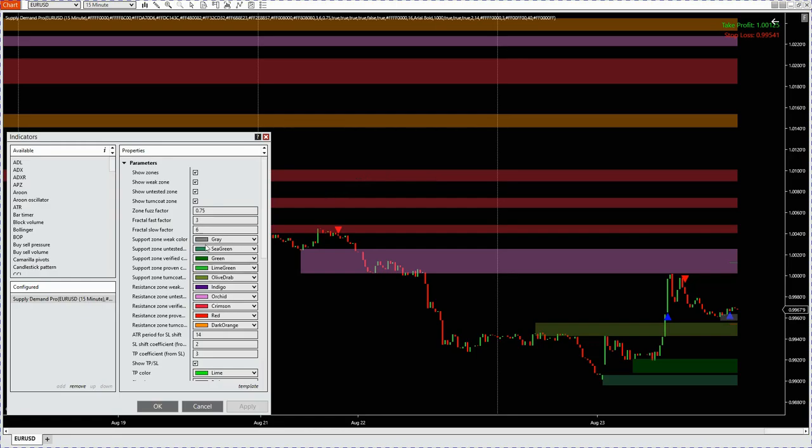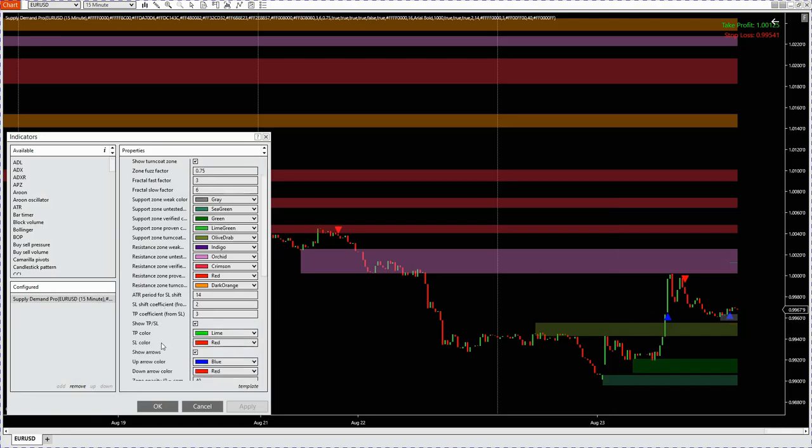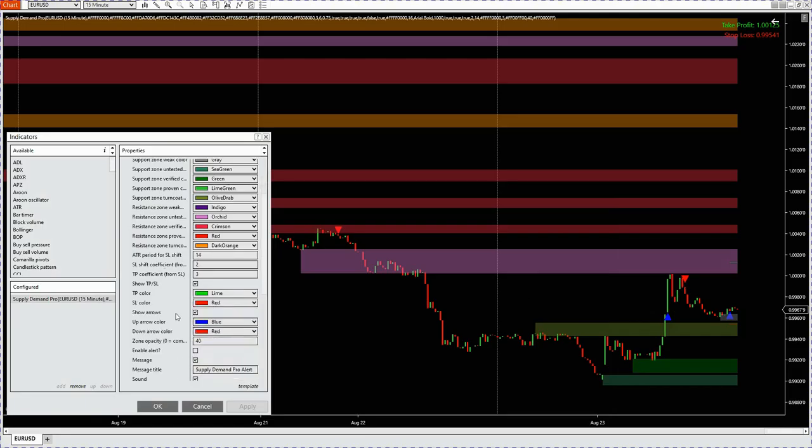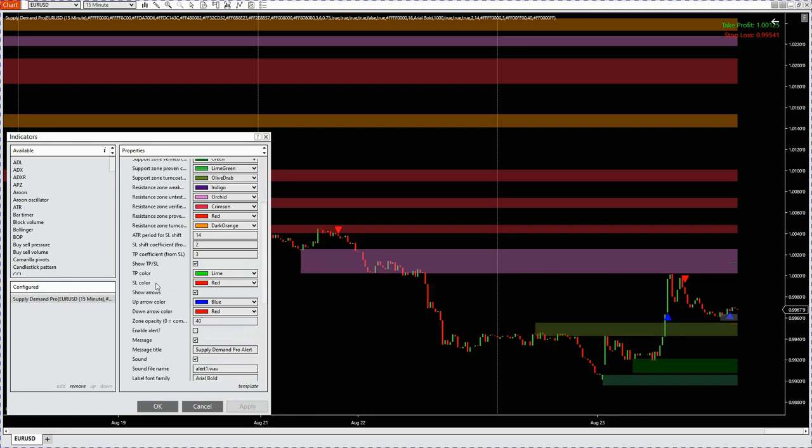The colors here are self-explanatory. You can change the colors to whatever colors you want. And the indicator also provides signals. You can see here with these little arrows, the blue arrow indicates a long signal, and the red arrow indicates a short signal. And you can adjust those signals here in the settings also.